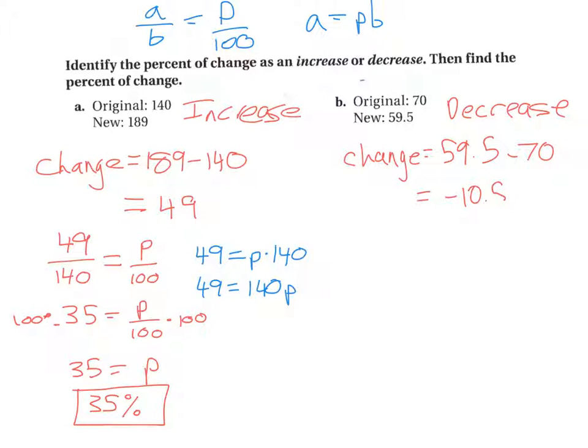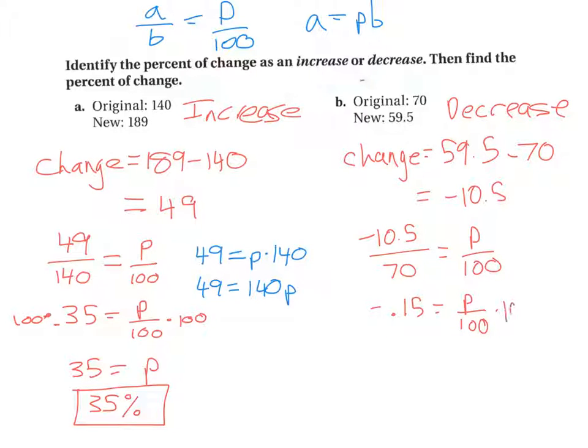Now, I'm going to set up my proportion. I'm going to use a proportion to solve this one again. Negative 10.5 over 70, which was the original amount, equals P over 100. So I'm going to simplify that: negative 10.5 over 70. When I divide that, I get 0.15, and that's negative, equals P over 100.